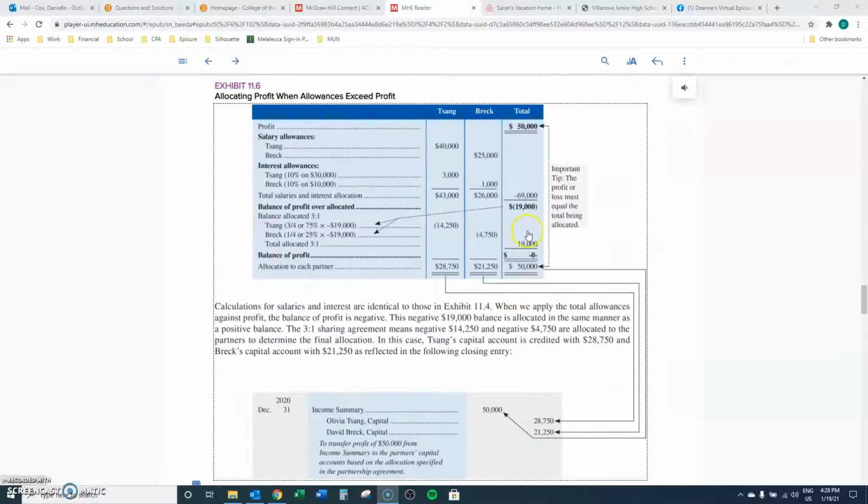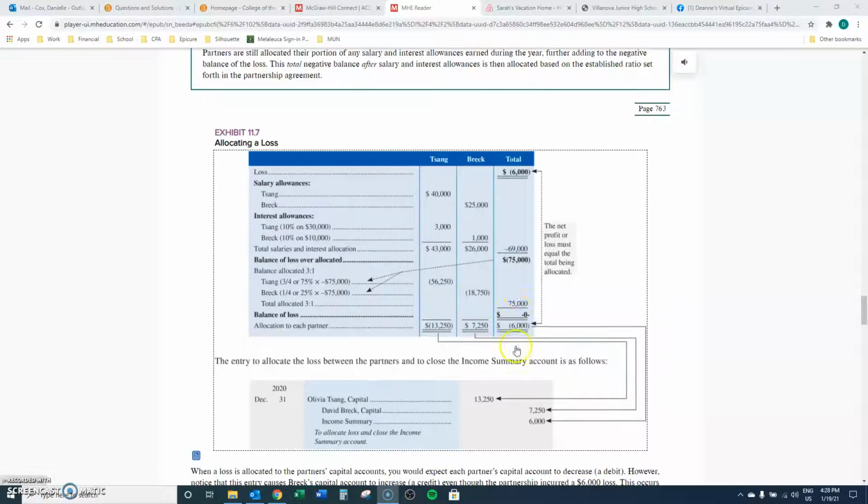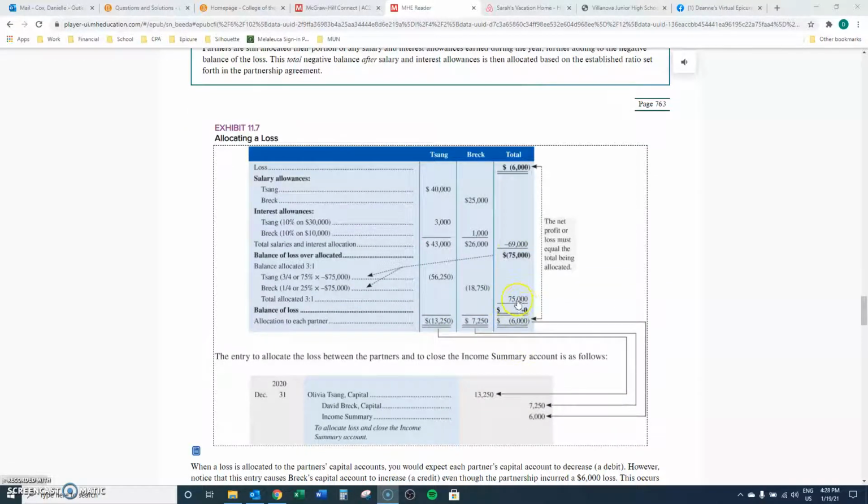Up here we started off with a positive amount, but we allocated out 69. So we had a negative 69, which left us with negative 19. What we're doing here is we're adding to the negative balance. Negative 69, negative 6, and now we have negative 75. And then we do the same steps that we did above. We take that negative 75,000 and we allocate it based on the 3-to-1 ratio. So 75% goes to one partner, 25% of that negative 75 goes to the other partner. And then those two add up, so now we were negative 75, but now we're reducing that to get to our 0, and this is the remaining allocation.